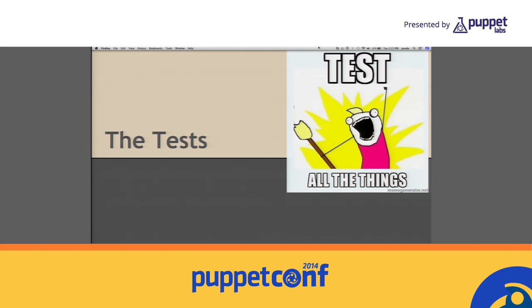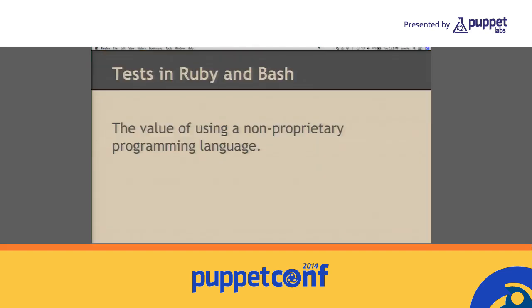Test all the things. Do it. I come from a QA background. I love testing. Things should work. Things should do what we say they're going to do. When it comes to Puppet, everything that you type into the command line should work as promised. Your manifest should execute. Everything should work correctly. That's where we want to get to.